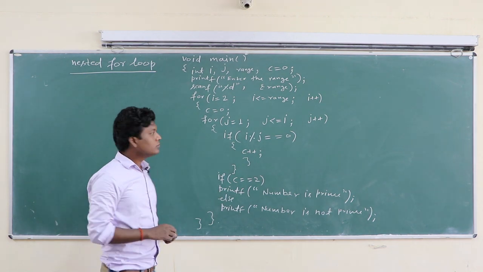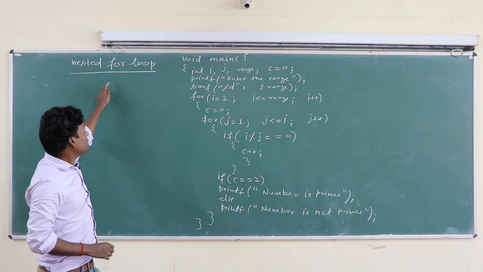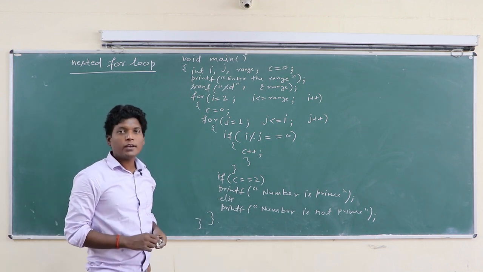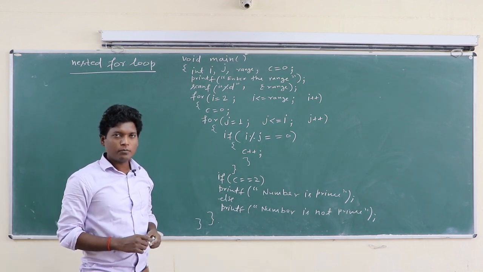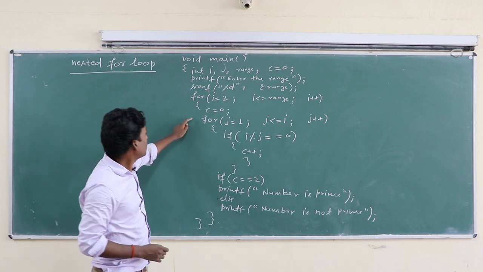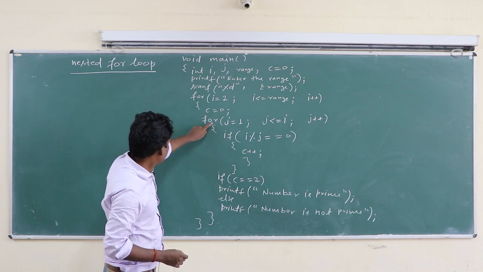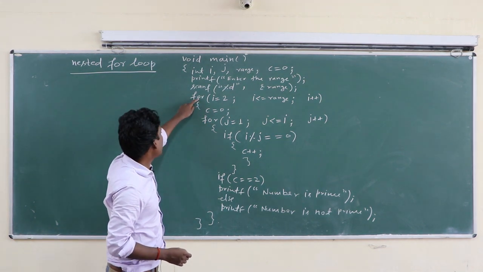Nested for loop. In a nested for loop, there are 2 or more for loops within one another. This is the example. There are 2 loops, one for loop and another for loop. This for loop is within this for loop.